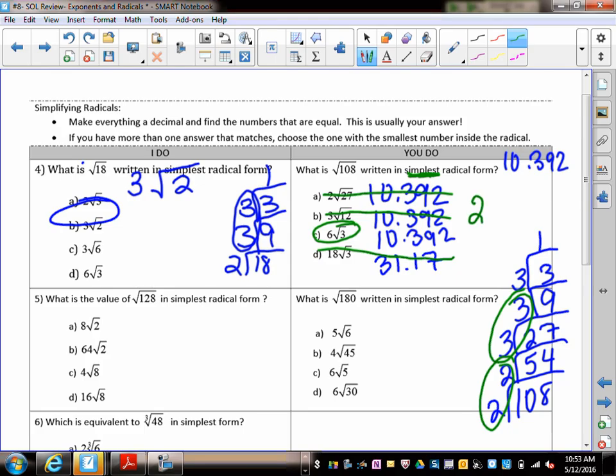So these both come out. It's 2 times 3 that comes out. Can I take anything else out? No. So what is left inside? There's 3 times the 1, which is just 3.